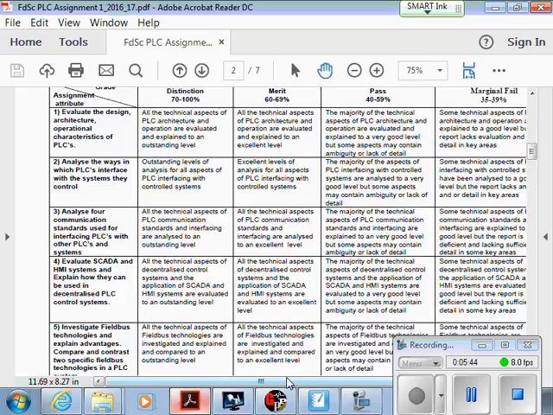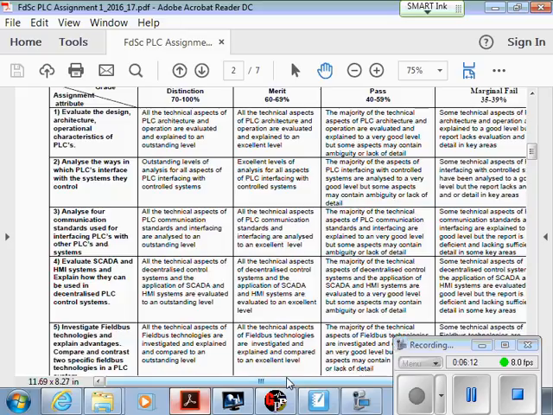For the overall fail, technical aspects of PLC interfacing and control systems have not been analysed, or a significant lack of detail across large parts of the explanation. And if that means you haven't covered the learning outcomes, then you have to fail it, because you've got to cover all learning outcomes.